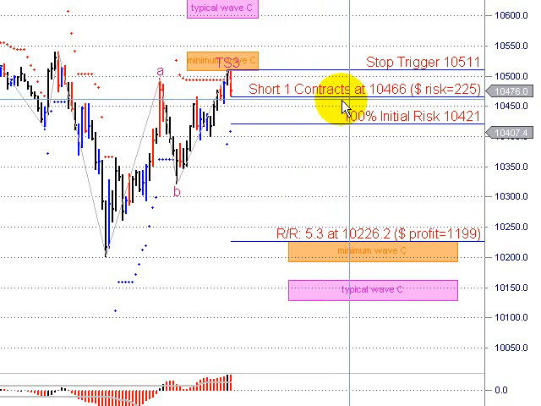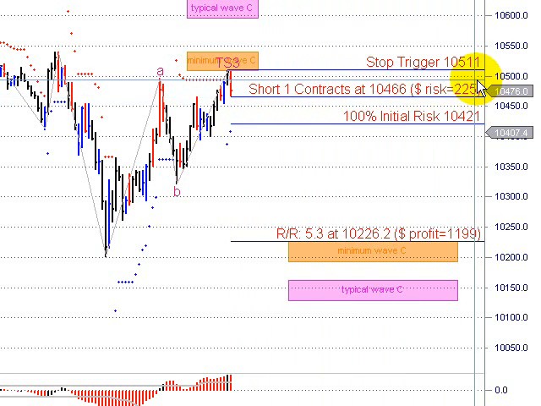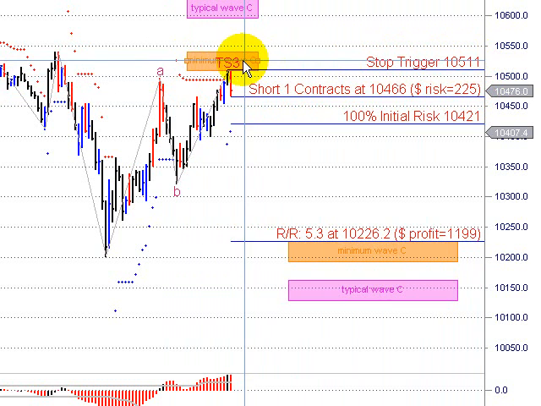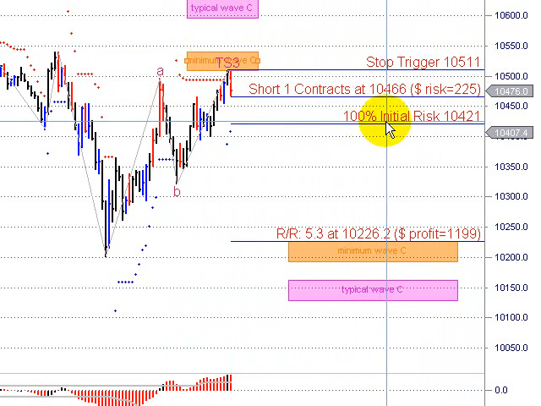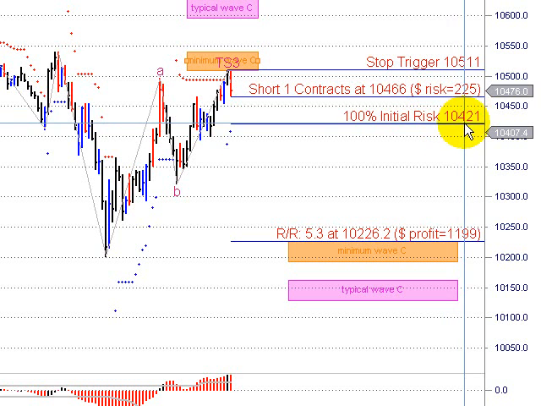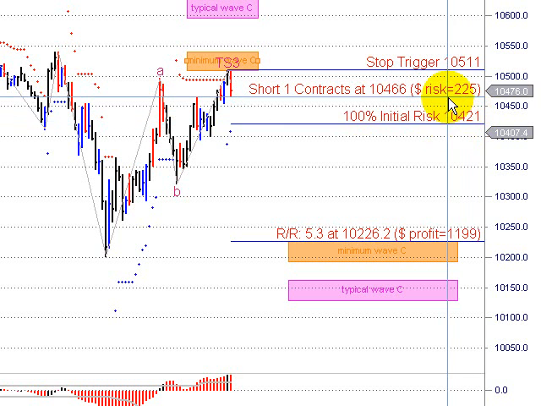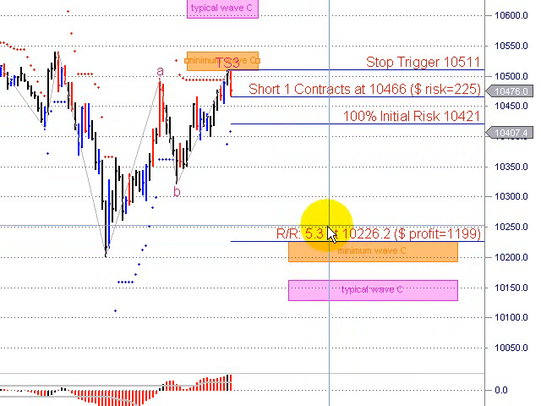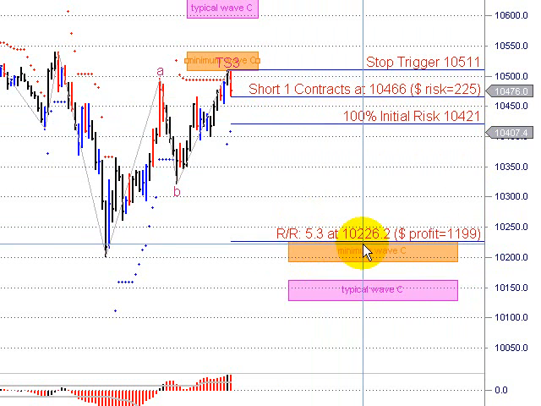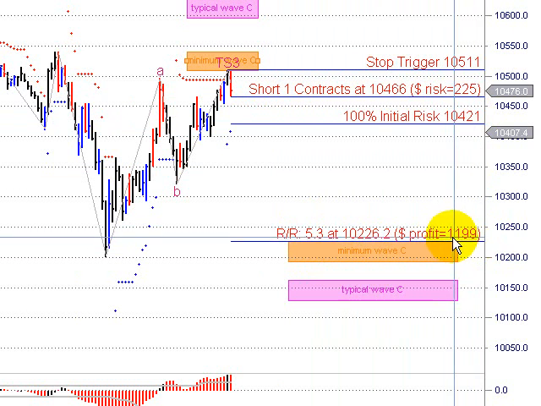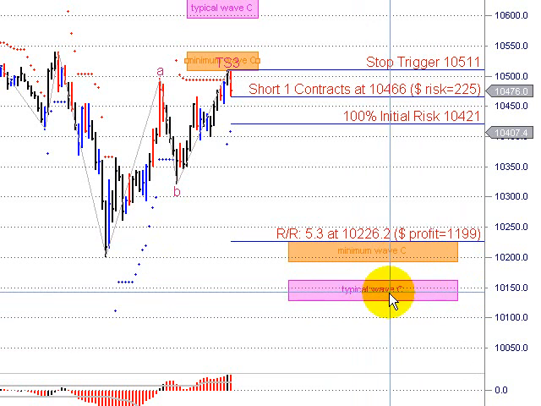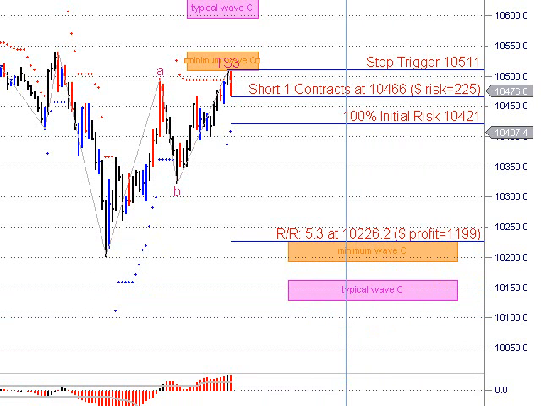In this case, one contract at 10,466. That's the entry. Our risk is going to be $225. Our stop here at 10,511. Also have the indication here that we have resistance, and our 100% initial risk will be covered at 10,421. That's basically when we'll be up the $225 that we're risking. And we'll see our profit target way down here, 5.3 risk to reward ratio if hit at 10,226. The profit potential there would be $1,199. This typical wave C would be target number 2 if we got down there.